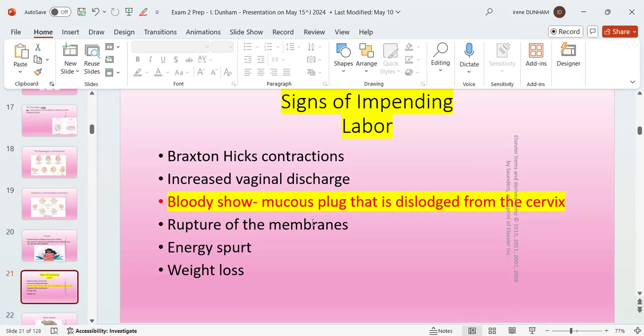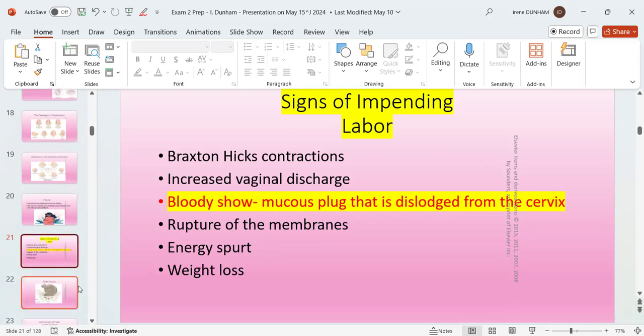Rupture of the membranes is a pretty obvious sign. She might not go into spontaneous labor, but that's impending labor. If she ruptures, we need her to come to the hospital, because we only have 24 hours to get this woman delivered from the time of rupture. Energy, oh, they get a whole bunch of energy. I want to do everything in the house, the laundry, mop the floor, everything I didn't want to do before. They go, ooh, she may be going into labor.